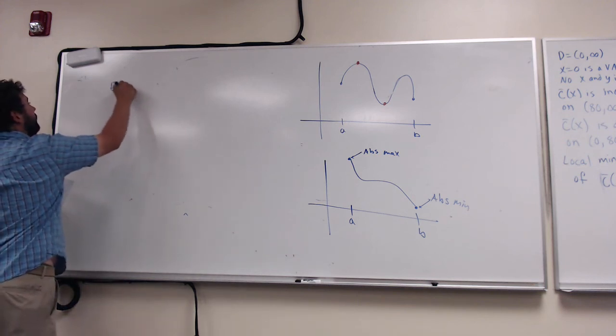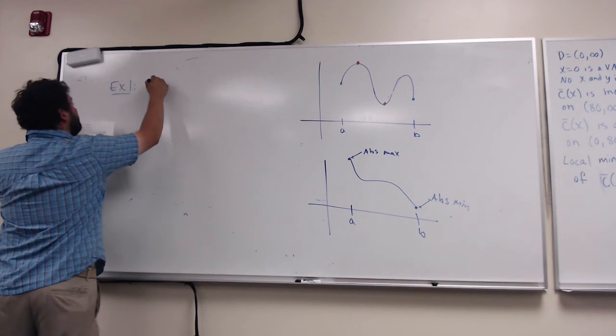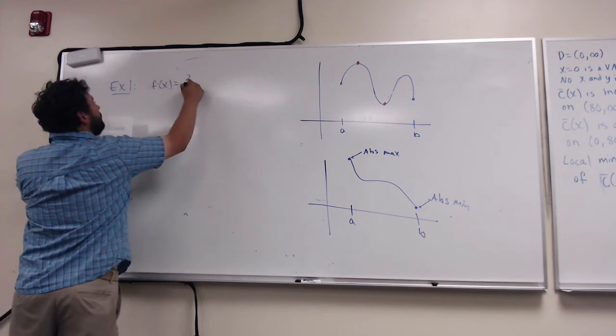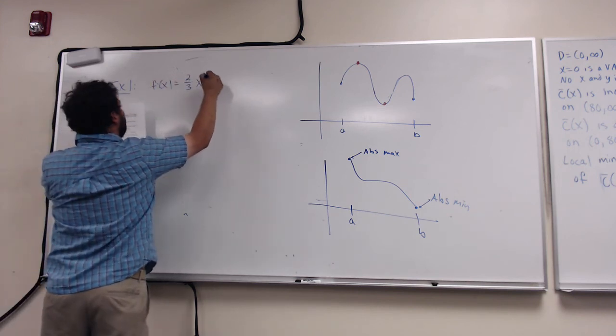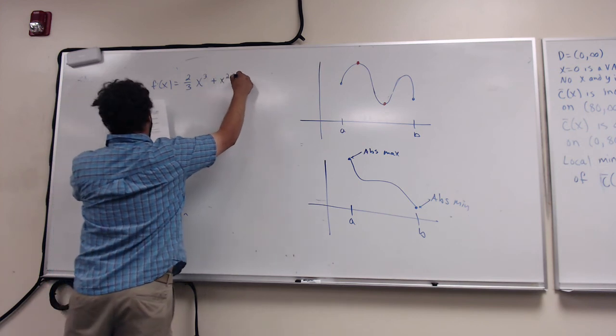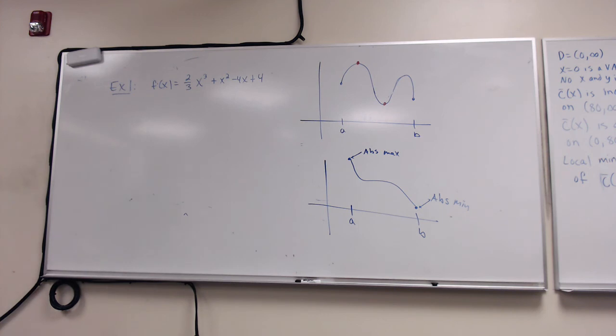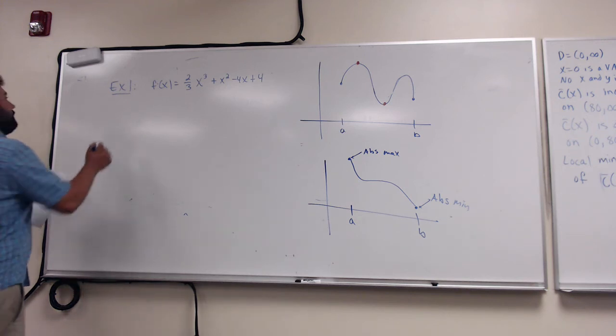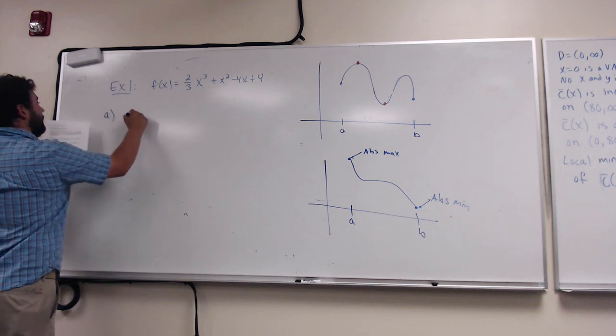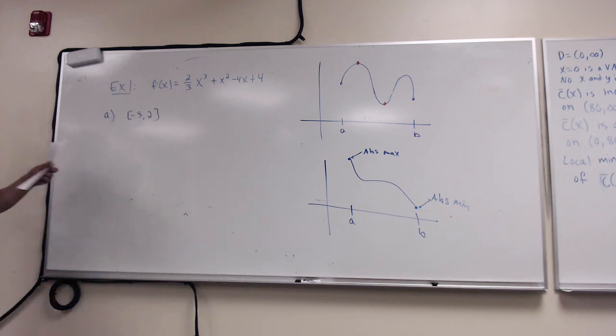Okay, so example 1. Let's say f of x is 2/3 x cubed plus x squared minus 4x plus 4. Maybe you can be thinking of this, well, certainly not with these intervals since they include negatives, as a profit, revenue, or cost function or something like that. We're going to find the absolute max and min on, we'll start with the interval from -3 to 2. I don't know if I'm going to get through all 3, but I'll do 2 of them.